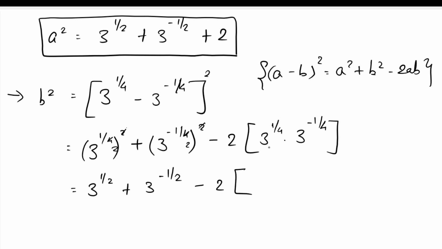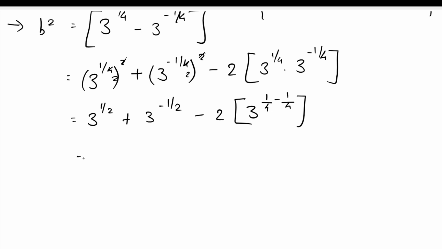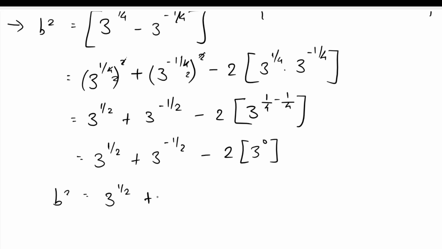2 into, here the bases are same and it's in multiplication, so the powers can be added. This will become 3 to the power 1 by 4 minus 1 by 4, which is equal to 3 to the power 0. So b square is equal to 3 to the power 1 by 2 plus 3 to the power minus 1 by 2 minus, 3 to the power 0 is 1, so 2 into 1 is 2. So this is b square.